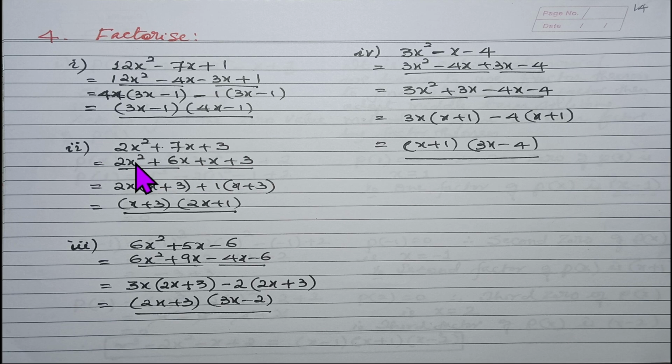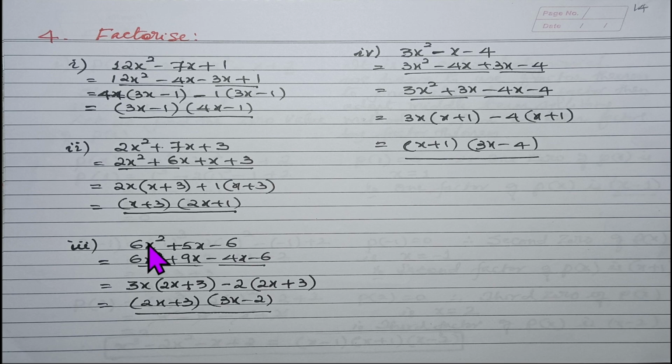And group and pair them now. 2x square plus 6x plus x plus 3, and what is common in this? HCF of 2 and 6 is 2, HCF of x square and x is x, and therefore remaining is x plus 3. And here the common is 1, plus 1 in the bracket x plus 3. Common here again x plus 3 in the bracket 2x plus 1. Therefore the factors are x plus 3 and 2x plus 1, and that is how we factorize by the middle term splitting method.